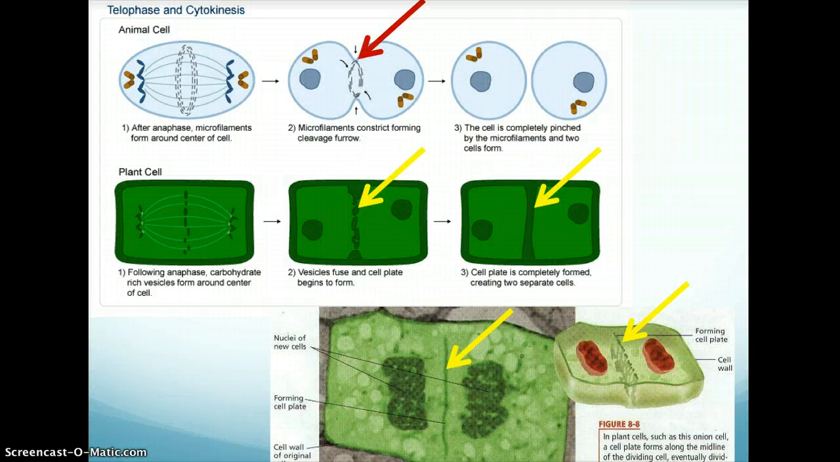Cytokinesis is different in animal cells and plant cells. Animal cells develop a cleavage furrow, which the red arrow is pointing to, during cytokinesis. This is where the cell pinches and then splits. In plant cells, it is different because plant cells have a cell wall. In plant cells, a cell plate forms, which the yellow arrows are pointing to, and then the cell becomes two.